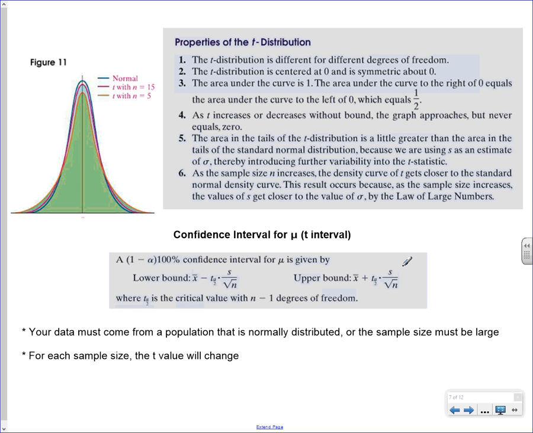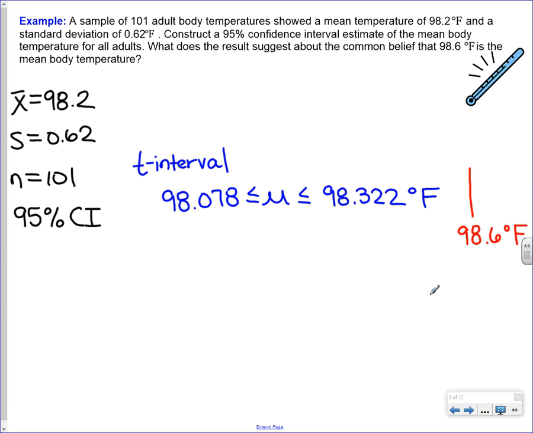This is going to be our actual confidence interval formula for the lower and the upper bound. So we're going to have our x bar plus or minus the t alpha half, that comes from our chart, based on the degrees of freedom. Then we plug in the S and then over the square root of n, okay? All right, so let's look at an example. A sample of 101 adult body temperatures showed a mean temperature of 98.2 degrees, a standard deviation of 0.62. Let's create a 95% confidence interval. And then what does that say about the common belief that 98.6 degrees is the mean body temperature?